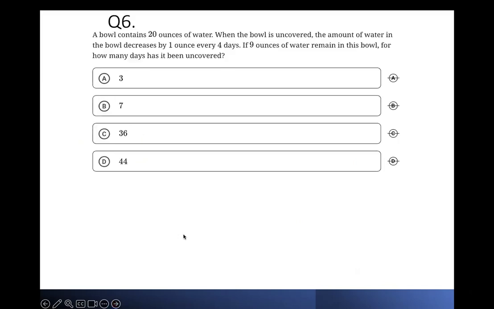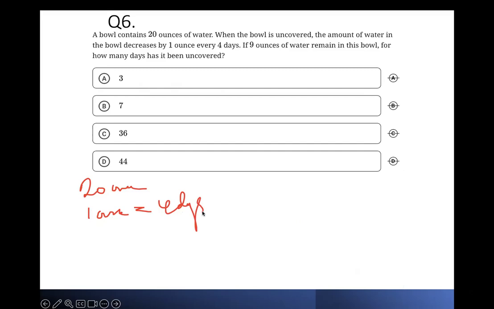A bowl contains 20 ounces of water. Same thing. As you read, you write it down. But pause the video, attempt to answer the question, and then come back. So what do we have? We have 20 ounces in the bowl. When the bowl is uncovered, the amount of water will decrease by 1 ounce every 4 days. So an ounce will be lost in 4 days.